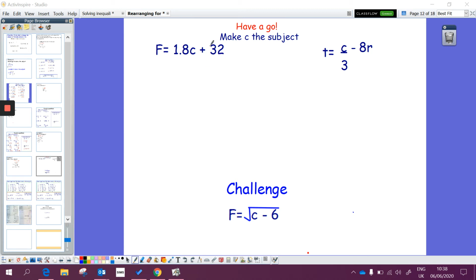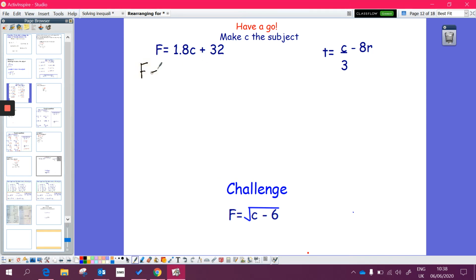So this one, this is the formula I talked about before, your Fahrenheit and degrees Celsius formula. So first bit, get rid of your plus 32 by minusing 32. So that goes over to the other side. So you get F minus 32 equals 1.8c. 1.8c means 1.8 times c. So that goes underneath and becomes a divide. So F minus 32 over 1.8 equals your c.